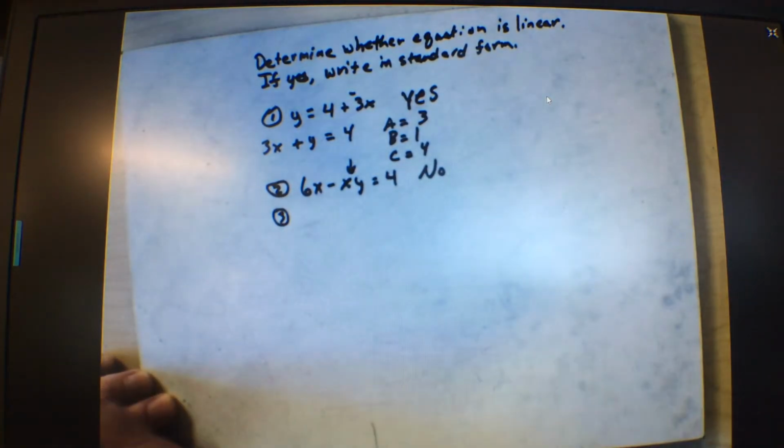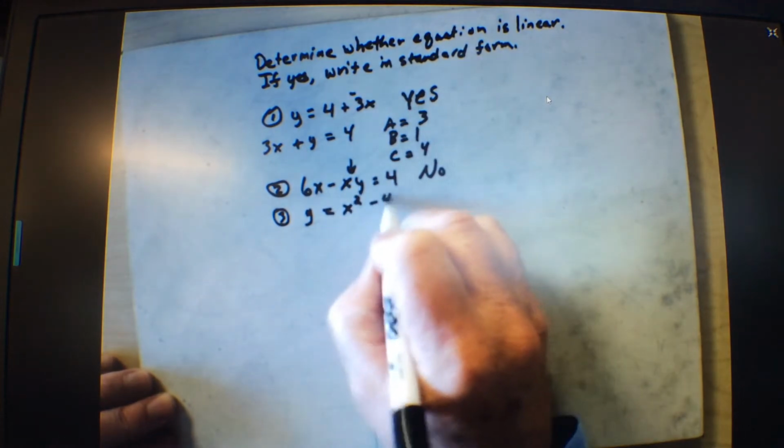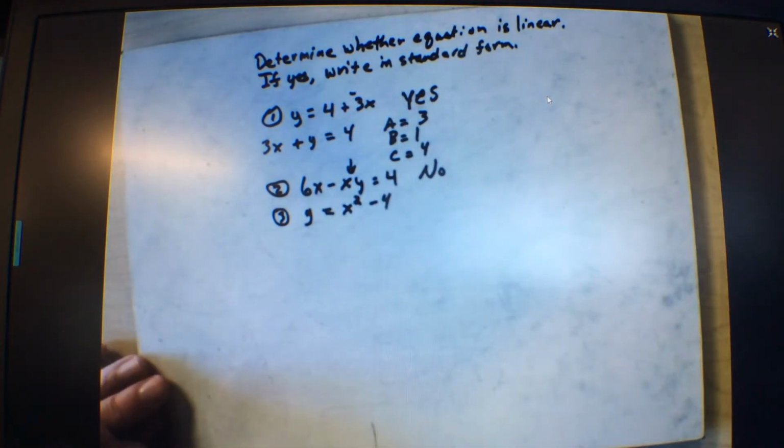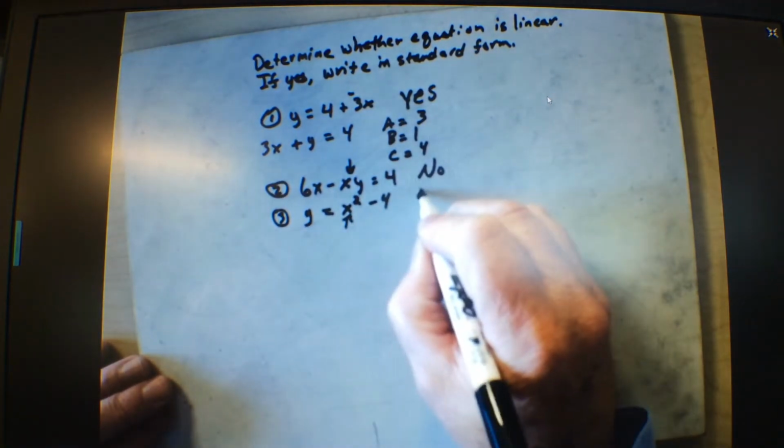Okay? All right, look at this one. y equals x squared minus 4. Is this a linear equation? Caden, what do you think? No. Why? It has an x squared term, this guy right here, so it's a no.